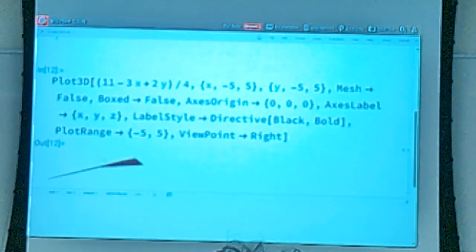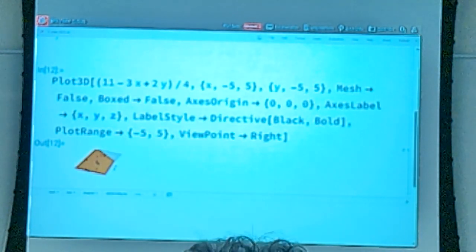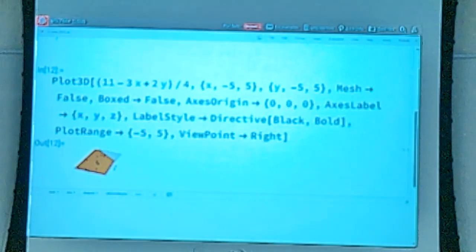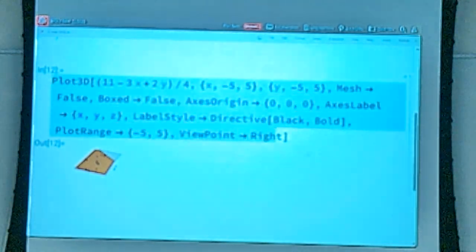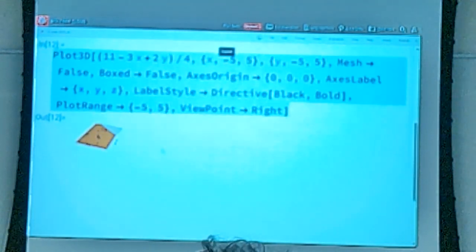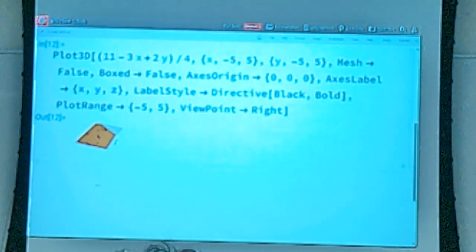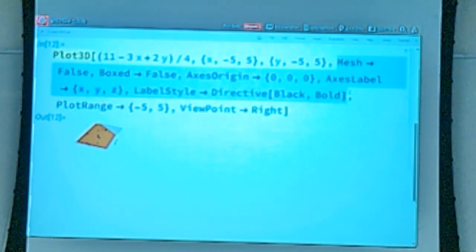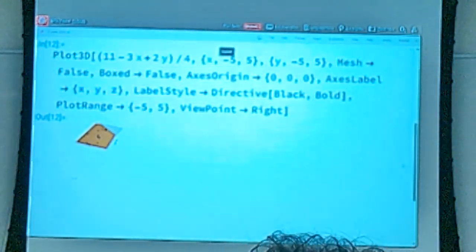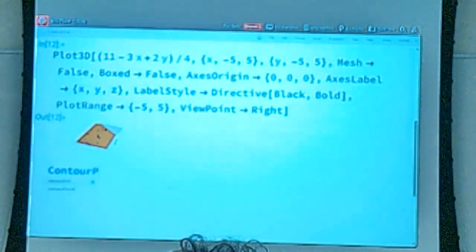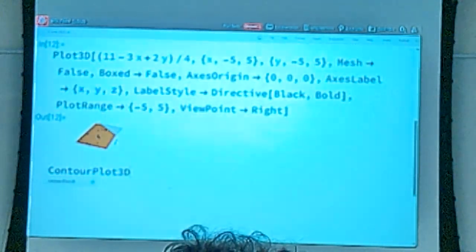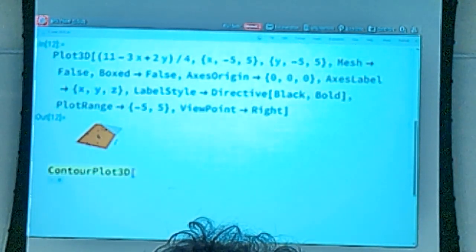So I will show you the way that I typically do it. Everything's going to be almost the same. I didn't think that, but I'll do this here. Copy that. Those options can be easy. Contour plot 3D instead. Now just enter the equation.